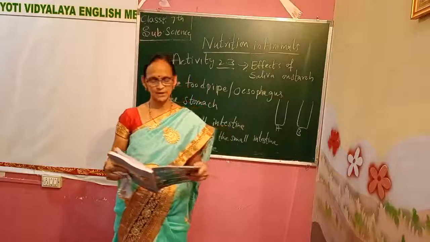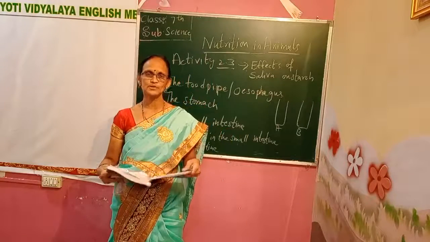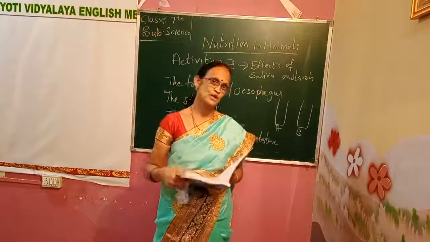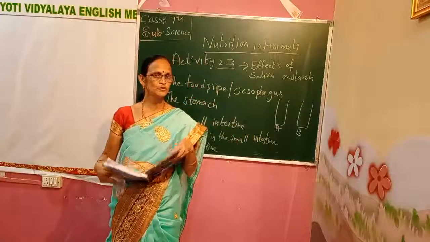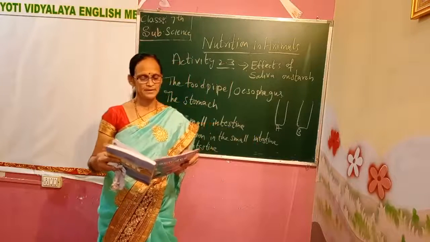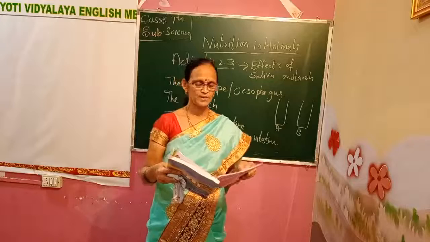The small intestine. Now let us talk about the small intestine. After the stomach we have the small intestine. The food we eat goes first to the stomach, and then it goes through the small intestine. The small intestine is highly coiled.